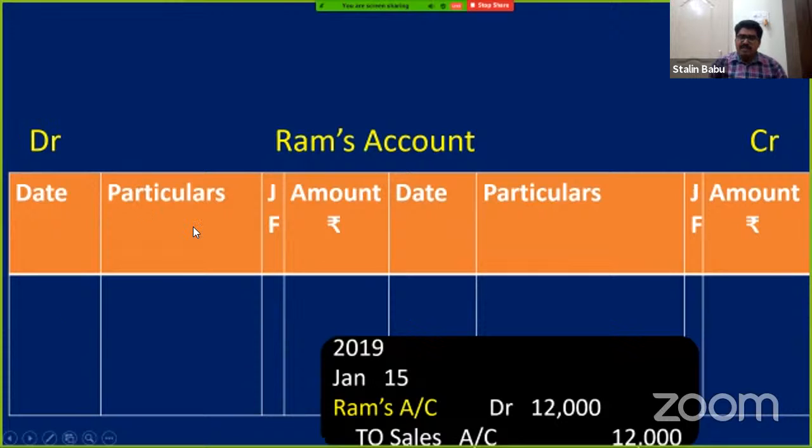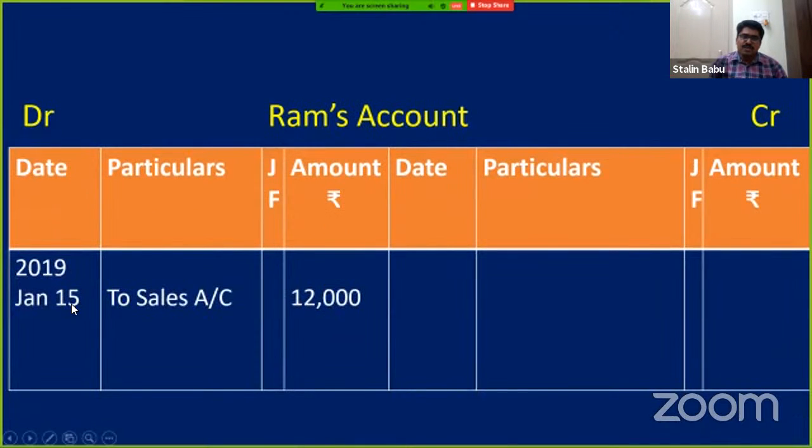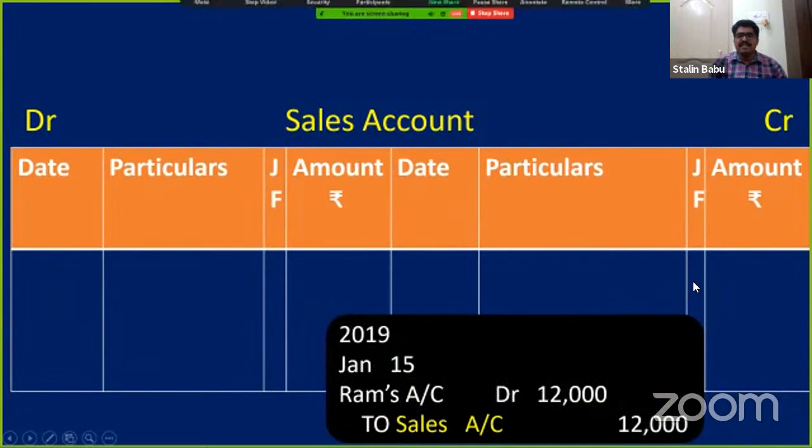So we have to take the name of the account credited. What is credited here? Sales account. So write "To sales account" in the particulars column and the amount in the amount column. So 2019, January 15, to sales account, the amount is 12,000, should be recorded in the amount column.